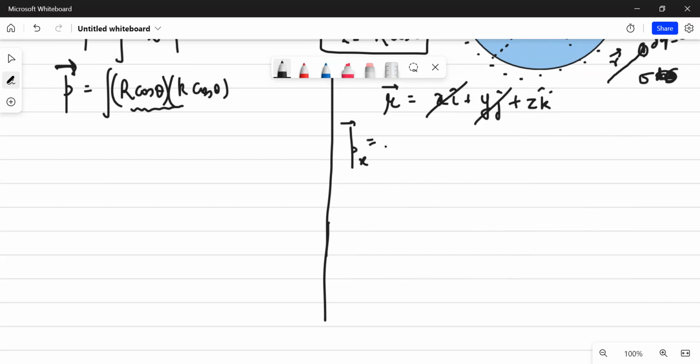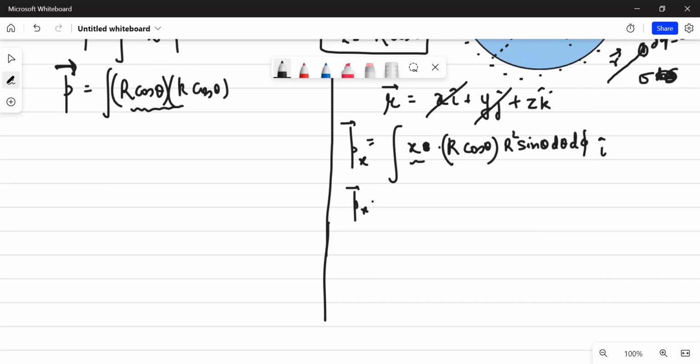So what will be the p x vector? It will be simply integration x, I'll write i cap outside, and this p x will be in r vector, so r की जगह x i cap, and then this will be sigma, this is k cos theta, and then there would be r square sin theta d theta d phi. Is that clear?